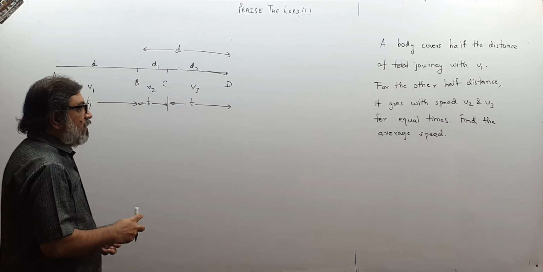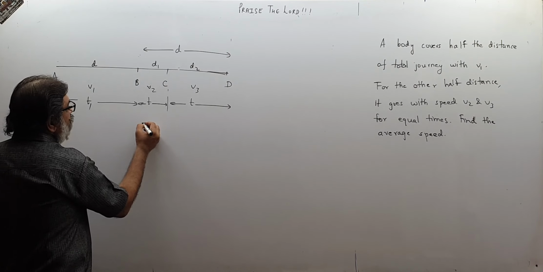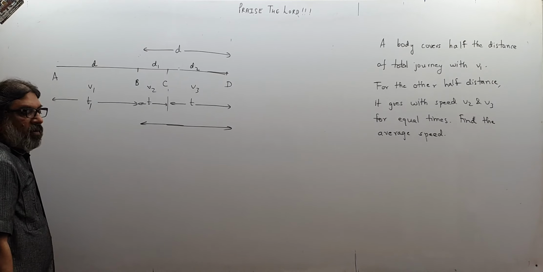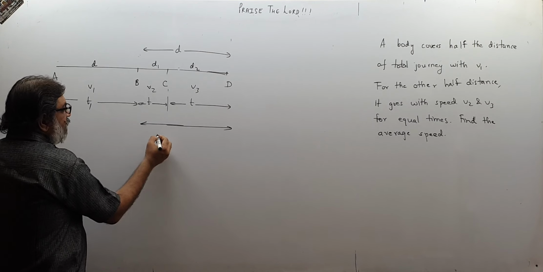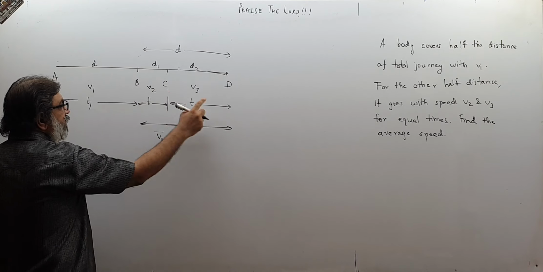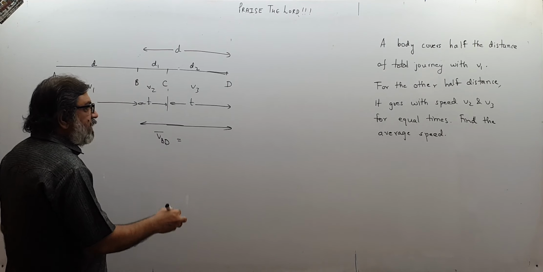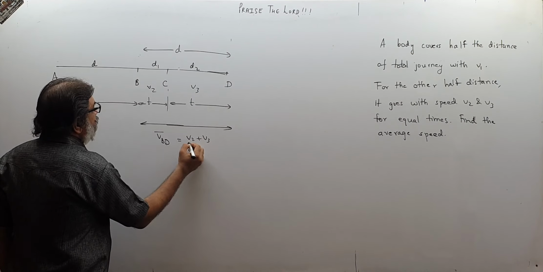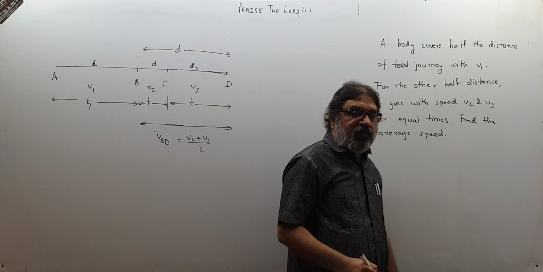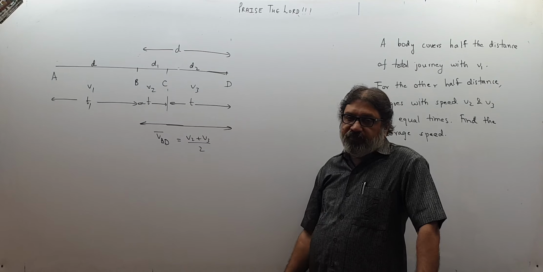Average speed. So children, now we will apply a trick. See, you know that from B to D, the times are equal. So what is the average speed for the BD region? Times are equal. So when times are equal, what is the average speed? It is the arithmetic mean. So that is (v2 plus v3) upon 2. That you can get straight away. Average speed from B to D, because times are equal, will be (v2 plus v3) upon 2.